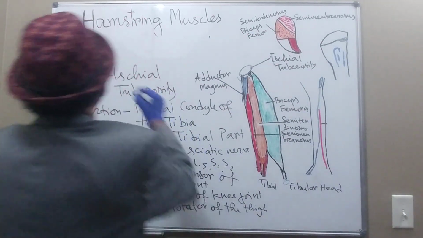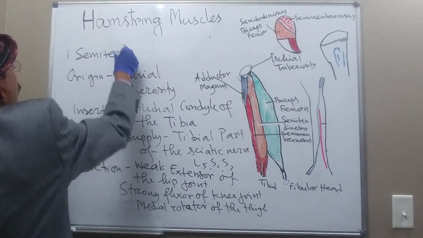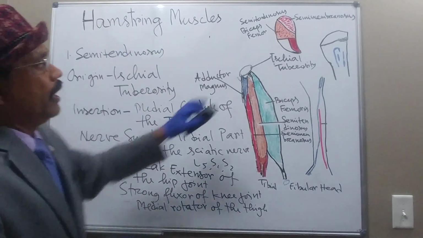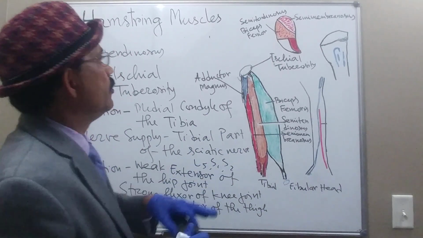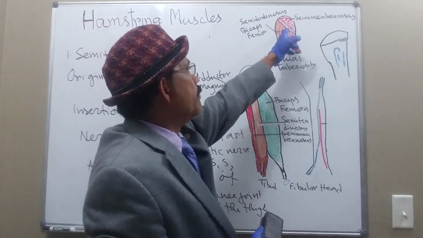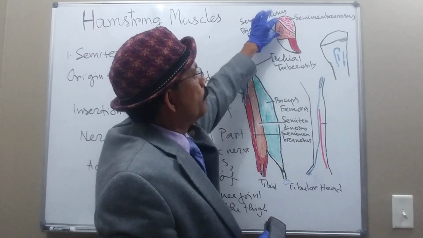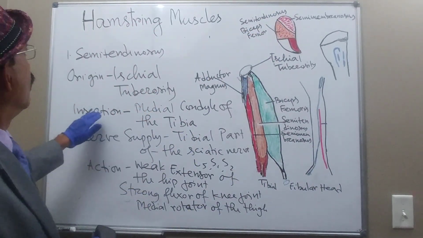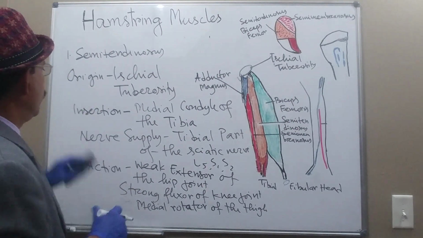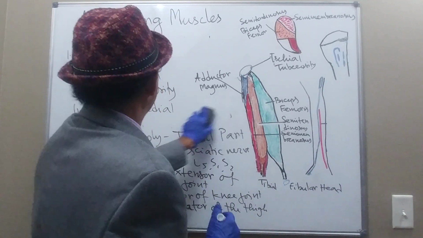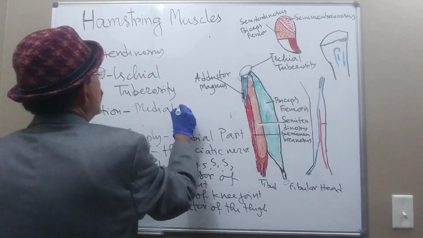Semitendinosus. Okay, origin again from the ischial tuberosity. From which part? From the inferomedial impression of the upper part of the ischial tuberosity. Okay, insertion of the semitendinosus: insertion to the medial aspect of the upper part of the tibia.